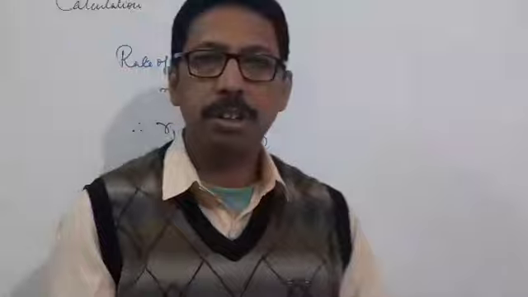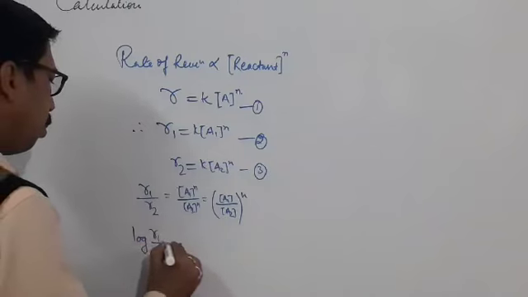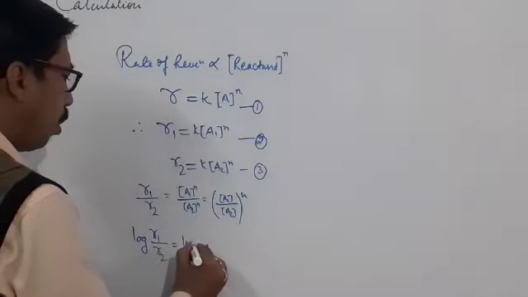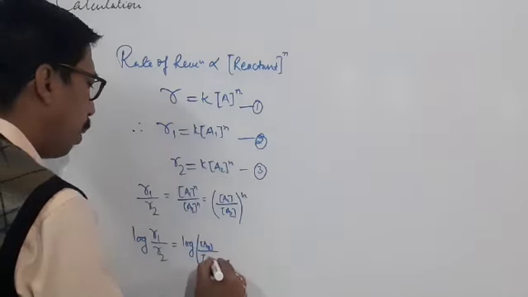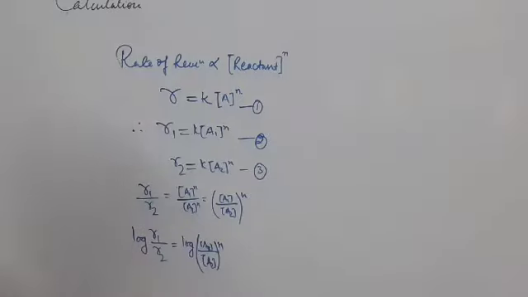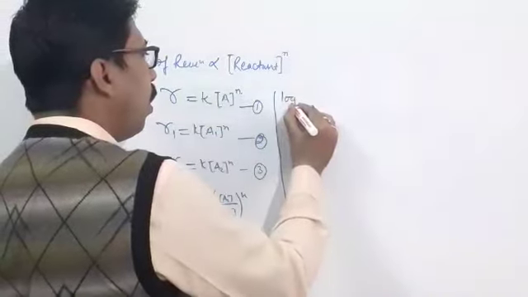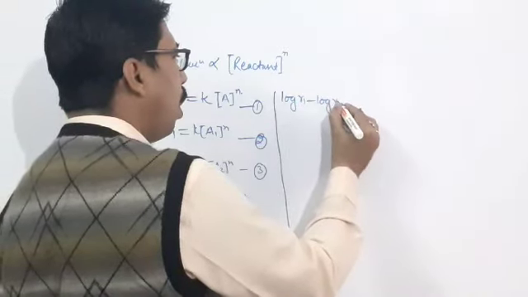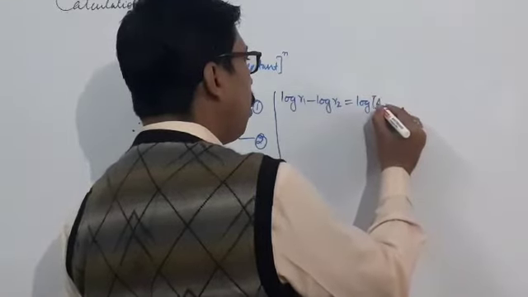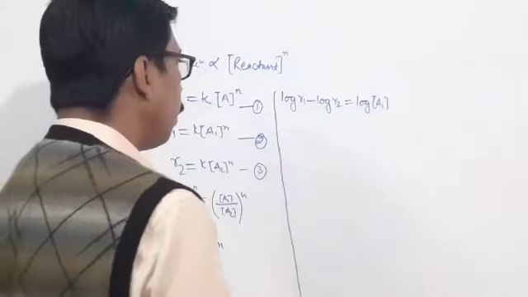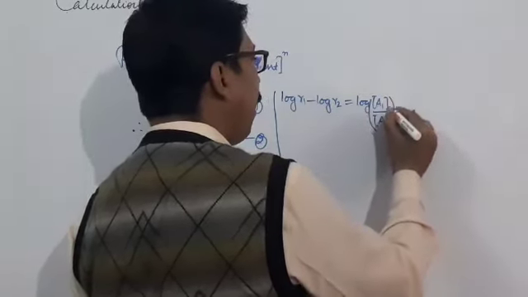Now, taking log on both sides of this equation, we will have log of R1 by R2 equal to log of concentration of A1 by concentration of A2, whole to the power n. Making simplification, we have log R1 minus log R2 equal to log of concentration of A1 by concentration of A2, whole to the power n.